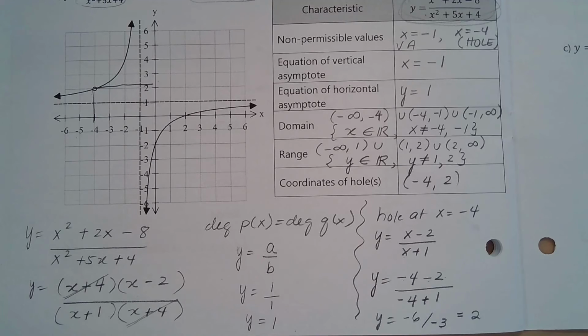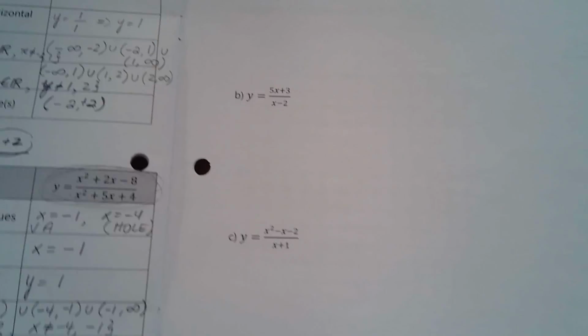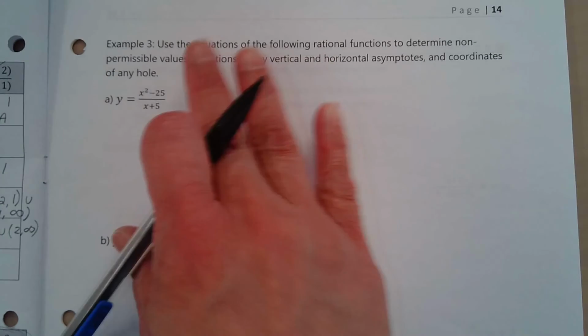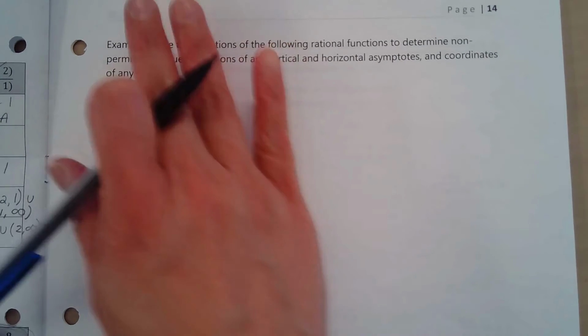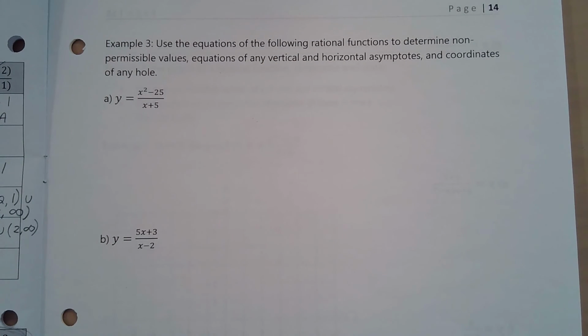Here's what I'm going to ask you to do first, because what we're going to do later on, just to preview what we have, there's going to be no more graphs. Without the graph, from scratch, we're going to figure out the asymptotes, vertical and horizontal asymptotes, domain and range. If there's a hole, we're trying to figure that out.